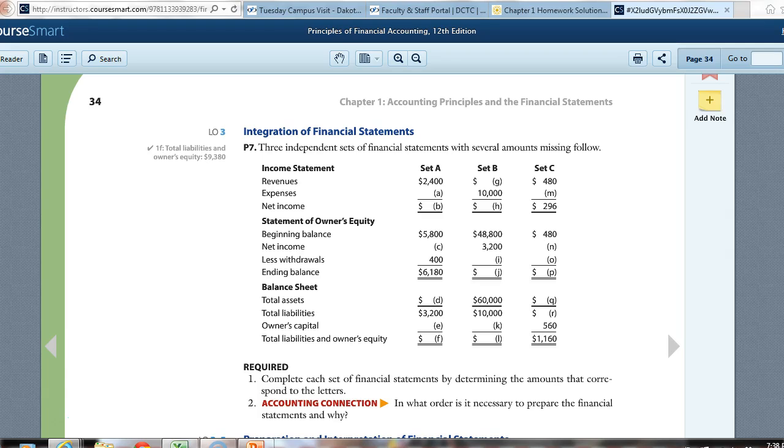Our balance sheet tells us our total liabilities plus owner's equity is 1160. What does that mean our assets are? Assets equal liabilities plus owner's equity. Does that make sense? If our owner's capital is 560, and we know our total liabilities and owner's equity is 1160, what does that mean our liabilities need to be? Perfect. No, our owner's capital is 560, 600.